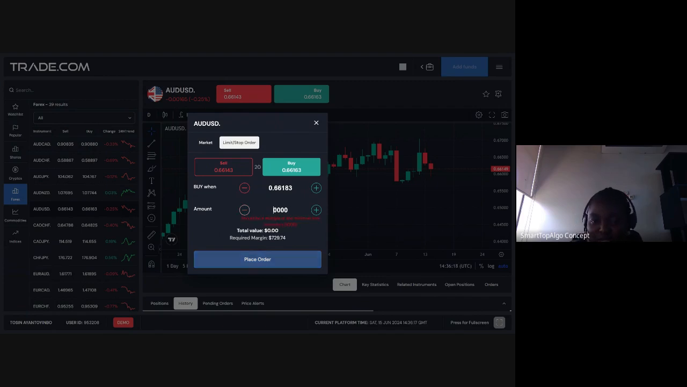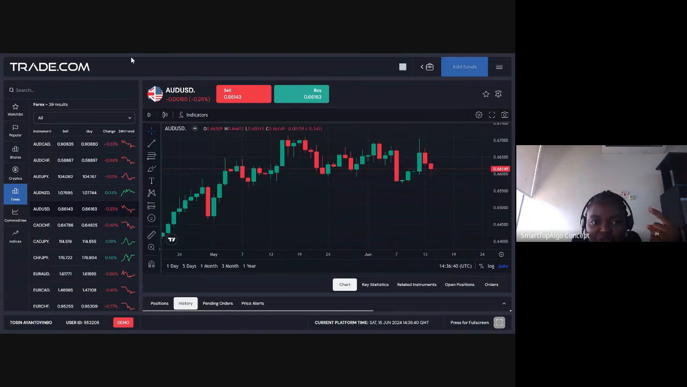Let's use 10,000. Now, 10,000 means I'm using 0.1. It's going to take $14 from my account to place this trade. This is how margin works. As a trader, you need to be sure that you have sufficient capital to withhold all this, because this is just the initial margin. As the trade goes against your direction, this margin continues to increase. So you need to understand this as a trader. I hope I'm making sense.